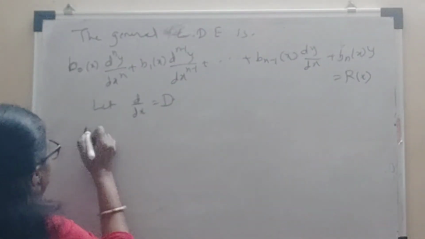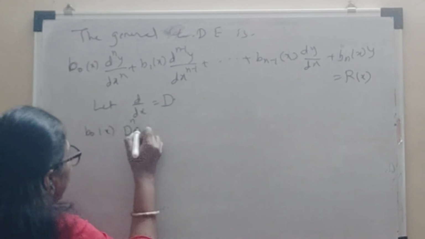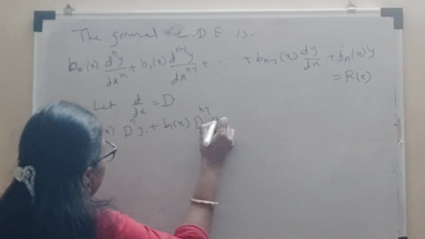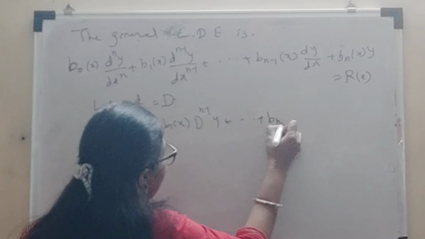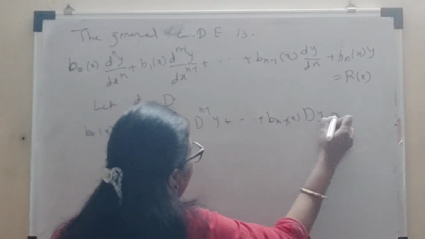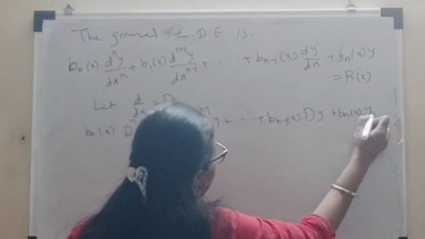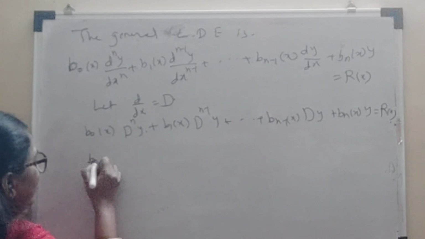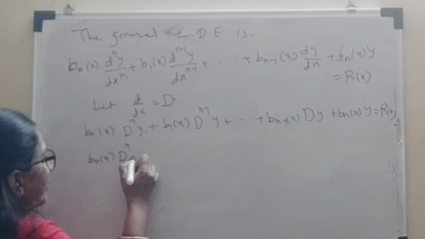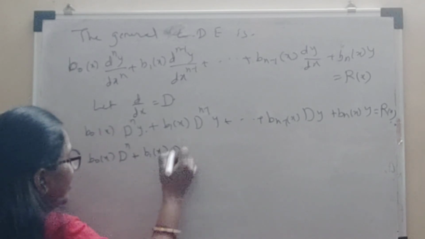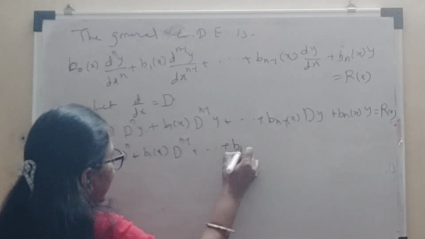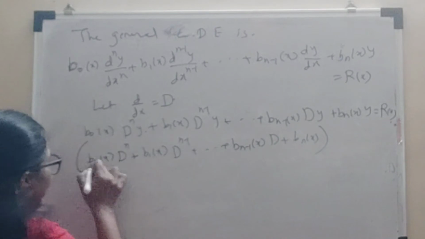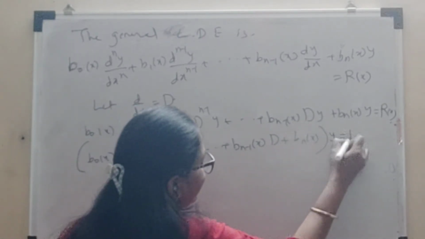Then this differential equation becomes b0 of x d raised to n operates on y plus b1 of x d raised to n minus 1 operates on y plus and so on plus bn minus 1 of x d operates on y plus bn of x into y is equal to r of x. So I can write the same thing as b0 of x into d raised to n plus b1 of x into d raised to n minus 1 plus and so on plus bn minus 1 of x into d plus bn of x, and this whole bracket operates on y is equal to r of x.